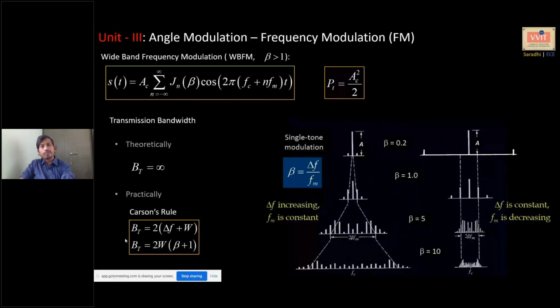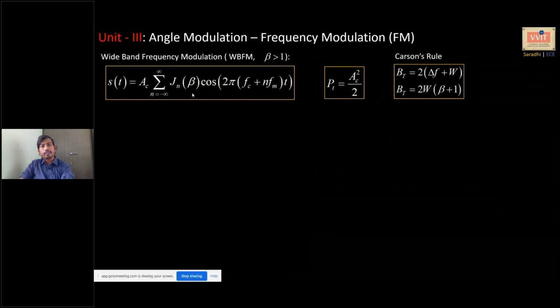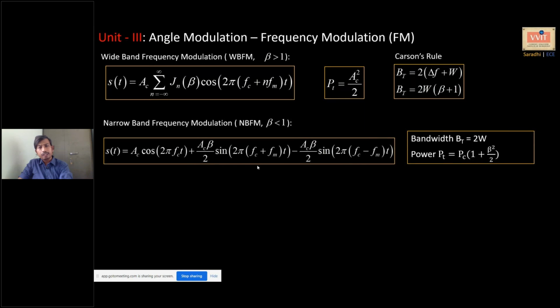So summarizing wideband FM, this is the wideband FM equation. It is always defined in terms of Bessel functions. This is the transmission power required, and this is the transmission bandwidth in practice we consider, based on Carson's rule. Let us revise the narrowband FM also. This is the narrowband FM equation, which is similar to AM, and the transmission bandwidth required is 2W, and the transmission power required is similar to AM transmission power, PC into 1 plus beta square by 2.